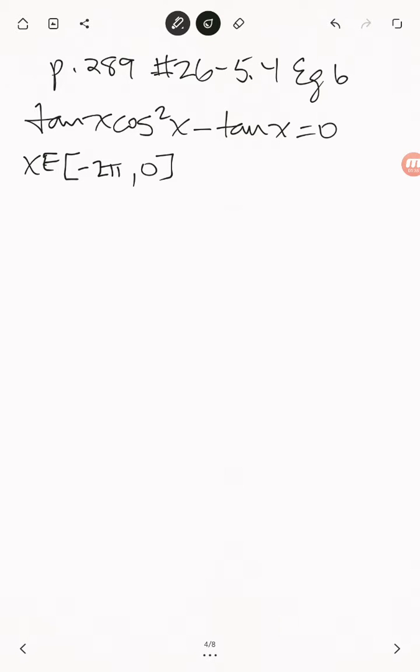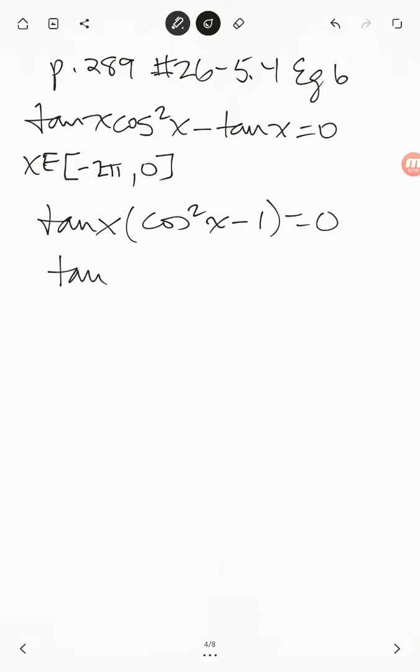So the problem is that we need to isolate a trig function, and right now that looks like it's going to be a little bit difficult to do in the form it's in, but we should spot right away that we can factor out tan x as a common factor here. That will help us quite a bit. So let's go ahead and do that, because that will allow us to then split up the equation into tan x equals 0 or cos squared x minus 1 equals 0. And then we can solve each of those separately.